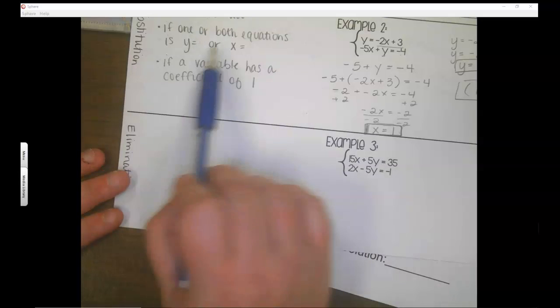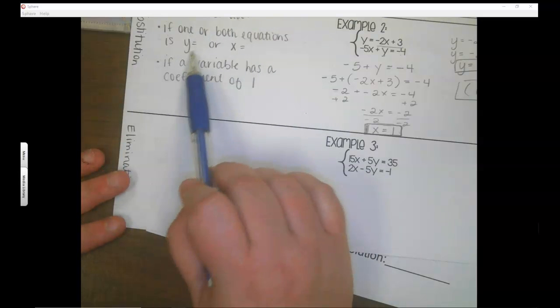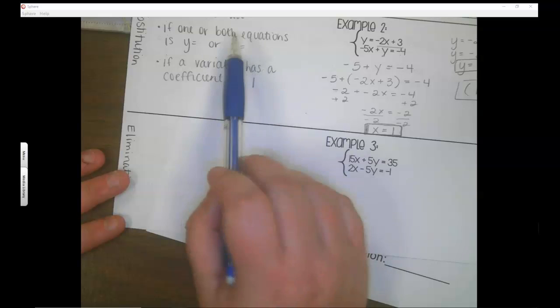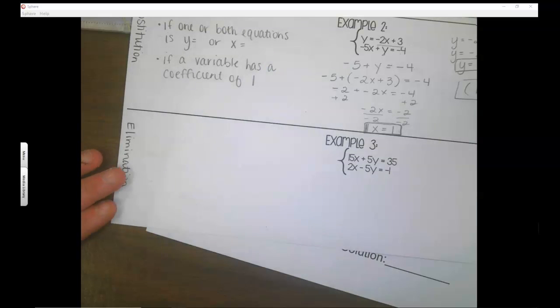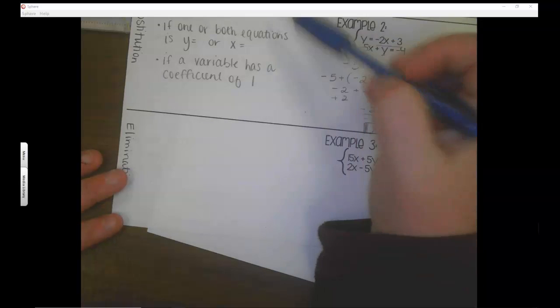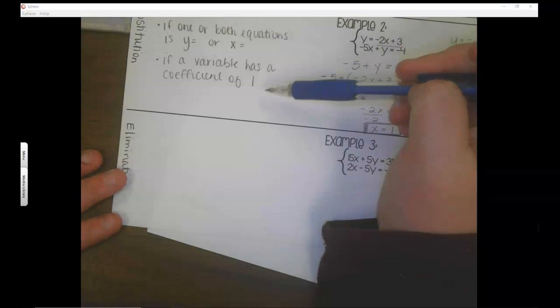Substitution is good to use if one or both equations is in y equals or x equals form, or if it's an A or B or C or D equals form, then yes, or if there's a variable that has a coefficient of 1, okay?